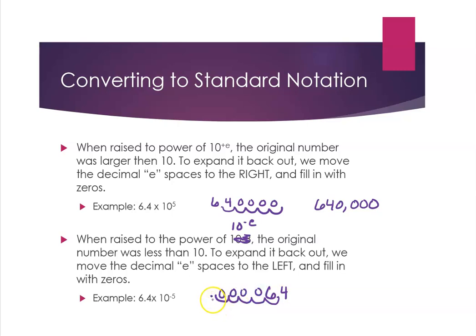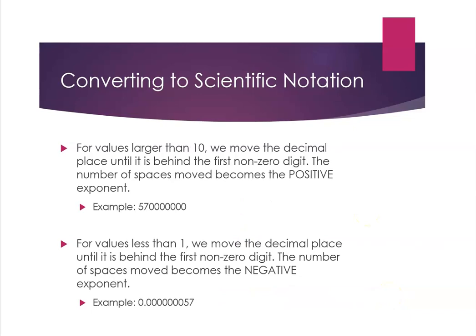Usually when we have a decimal place, we put a 0 in front of that so that we can clearly see that there's a decimal there. You don't have to put the 0 in front here, but you do need to put the decimal place. So 6.4 times 10 to the negative 5th is 0.000064.